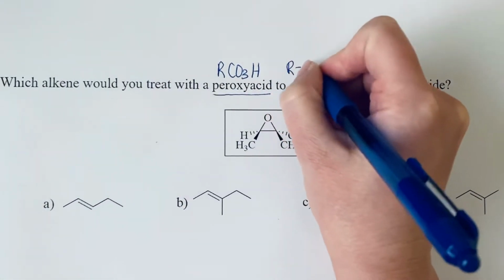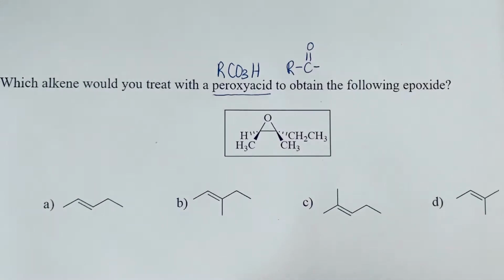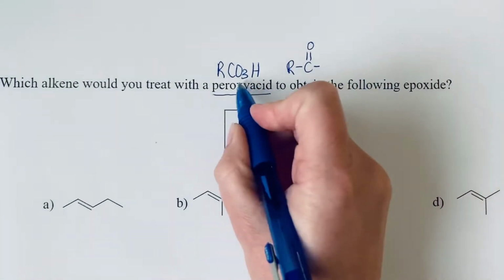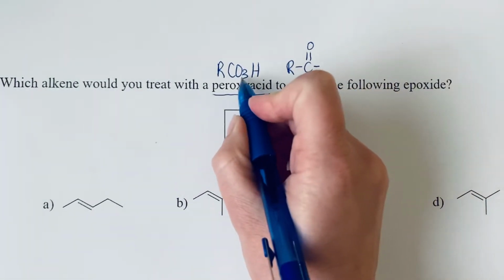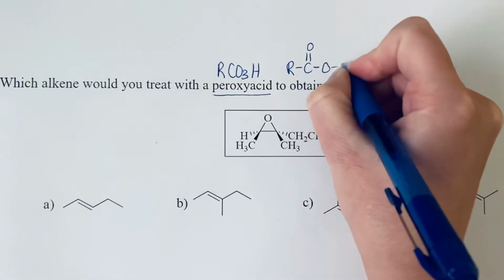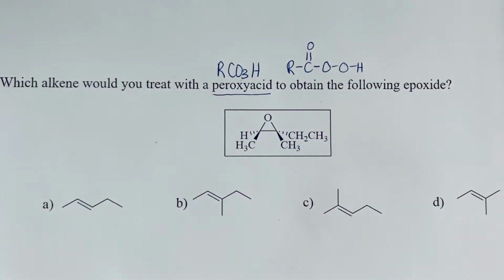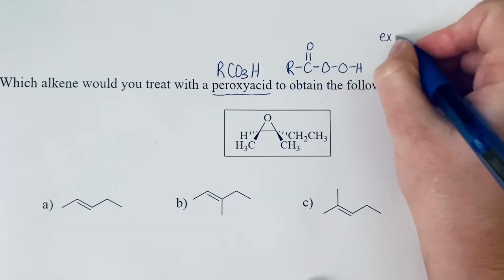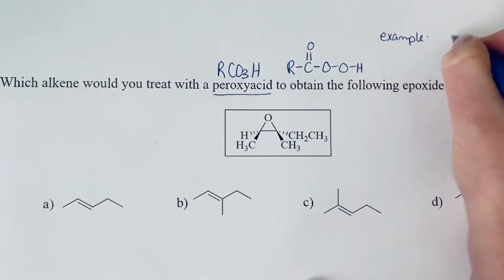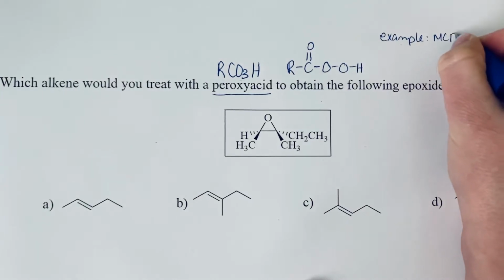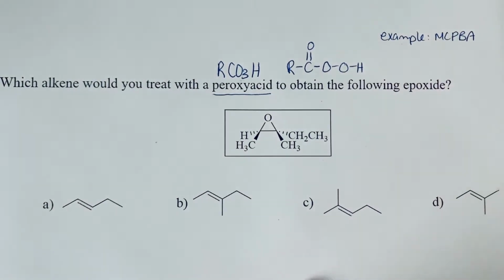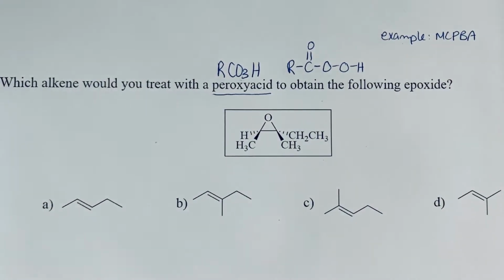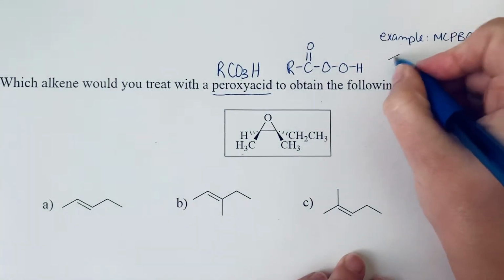So you have an R group, and if it was a carboxylic acid, we would just have OH. Since we've got three oxygens, here is where the extra oxygen is. So that's the general structure of a peroxy acid. And one common example that you will see is MCPBA, and that stands for metachloroperoxybenzoic acid. So let me draw the structure of that.